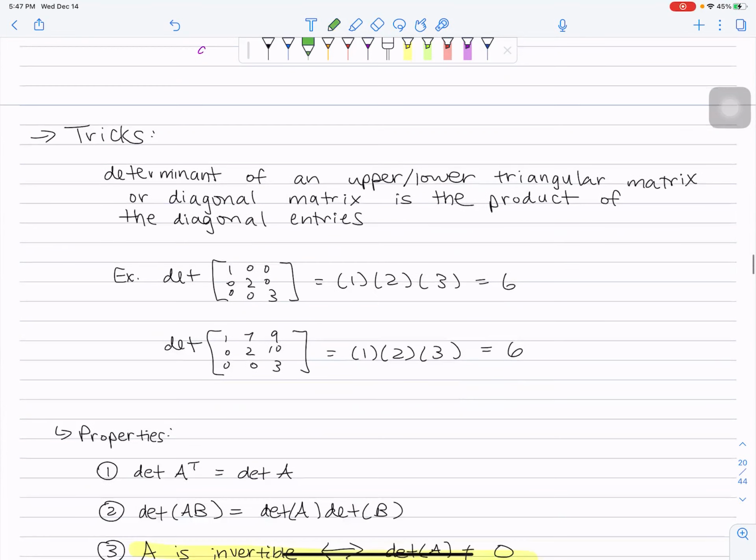Okay, and even if you had the determinant of, say, 2, 0, 3, 0, 0, 0, 0, 0, this determinant is going to be 2 times 0 times 3, because those are the terms on my diagonal. So it's going to be 0.